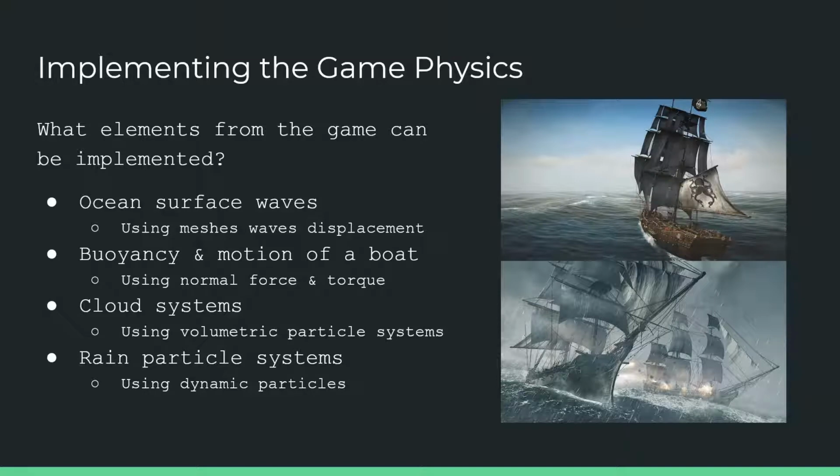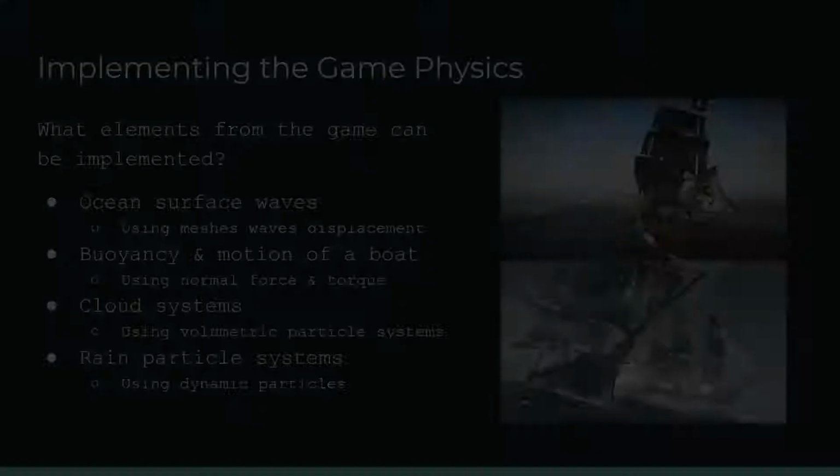So now onto the implementation of the game physics within the video game. What elements from the game can be implemented? There are a few elements that can be implemented using a game physics engine: ocean surface waves, which are done using mesh wave displacements, along with buoyancy and motion of a ship or a boat, which can be done using normal force and torque based on the position of the boat, and a player controller, which allows the boat to move on the water. Along with this, for the atmosphere, cloud systems can be used to emulate a cloudy day. This uses volumetric particle systems, and rain particle systems can also be used to simulate rain, which are a part of dynamic particle systems.